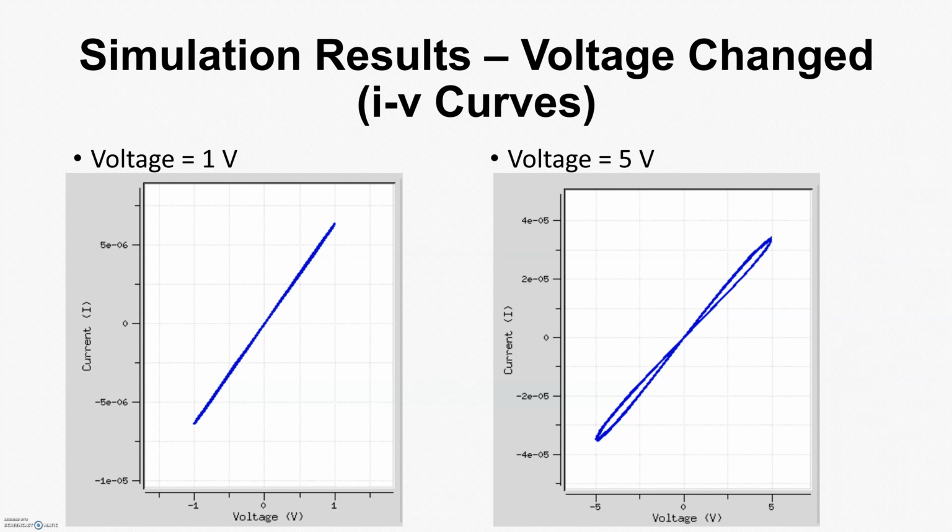All right, here are my simulation results. We're going to look at the IV curves first. If you look at the 1 volt, this is the smallest voltage I applied to the memristor. It kind of looks linear, but if you look very close at the edges, you'll see that there's kind of a bulge there. And with the 5 volt, you can see that that's what it would look like if you could zoom even closer, that it is nonlinear.